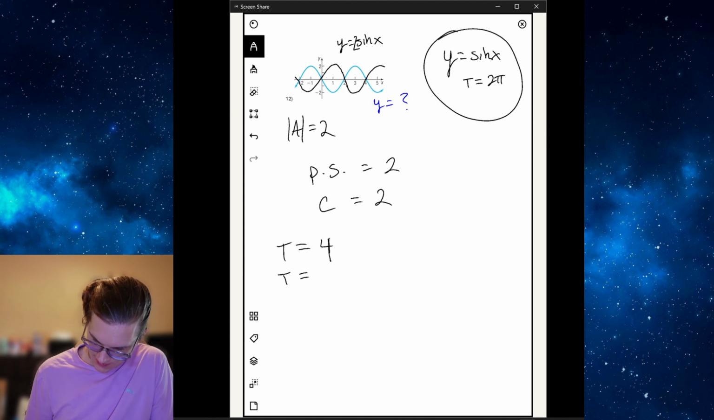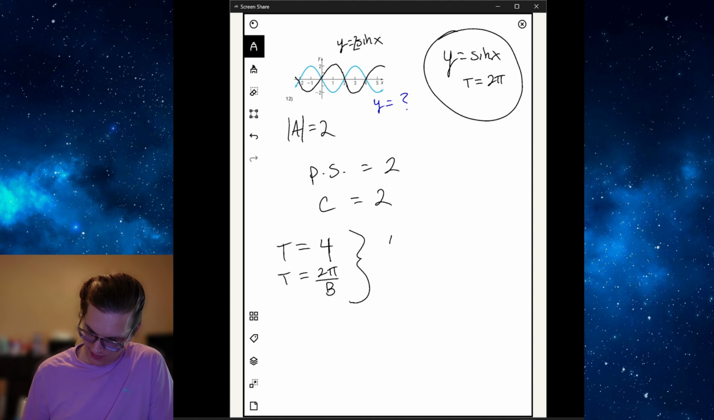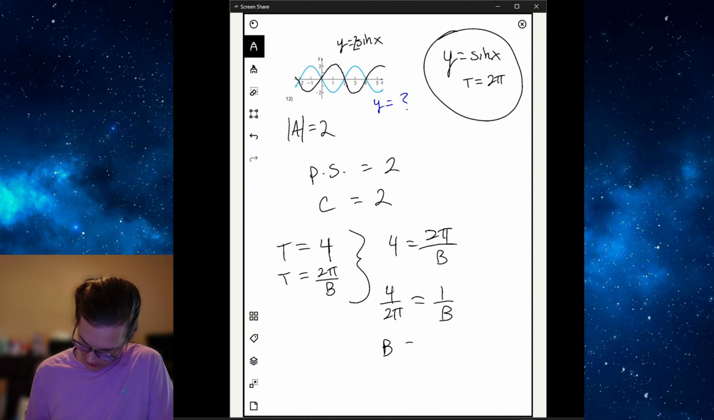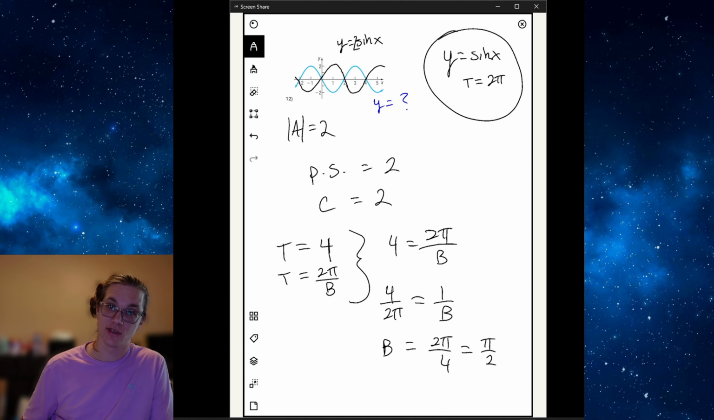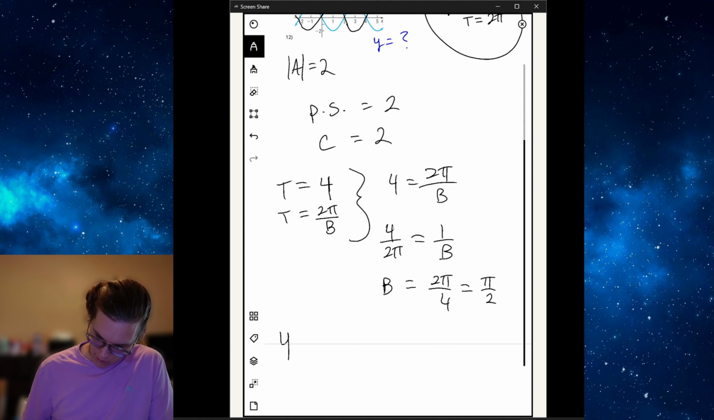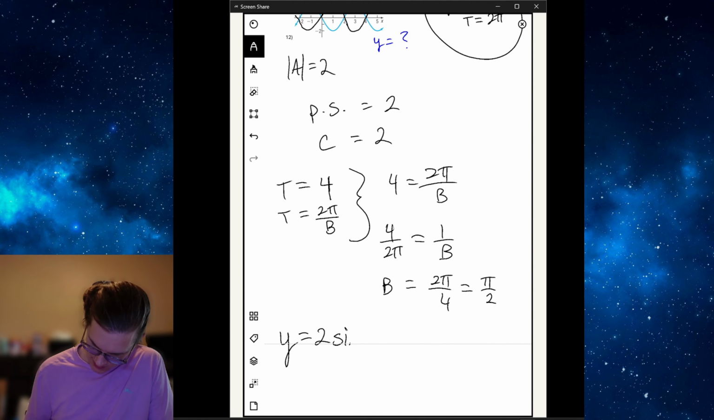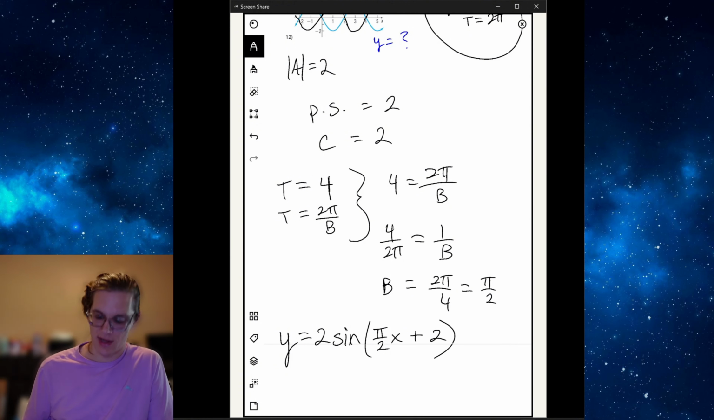And since period is 2 pi over b, then to find b, I can use this. So 4 equals 2 pi over b, so b is 2 pi over 4, pi over 2. So now we know our b is pi over 2. So we have y equals a sine of b x, which is pi over 2 times x, plus this phase shift of 2, and there you have it.